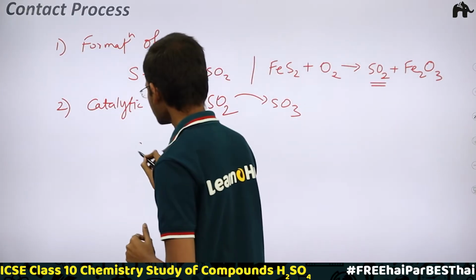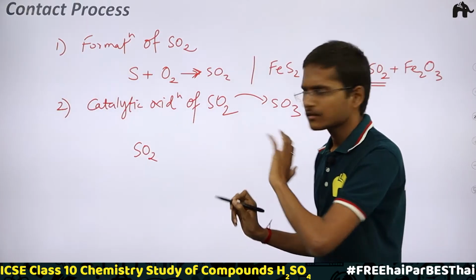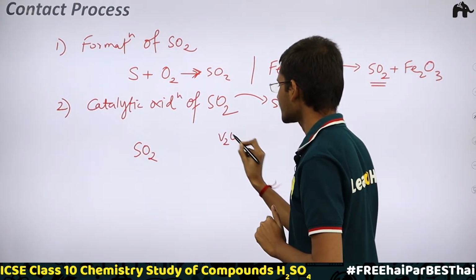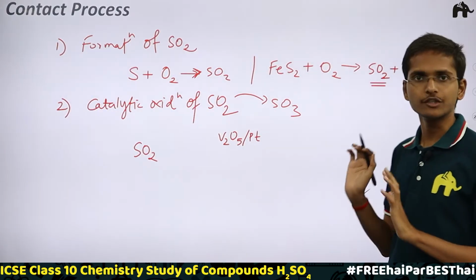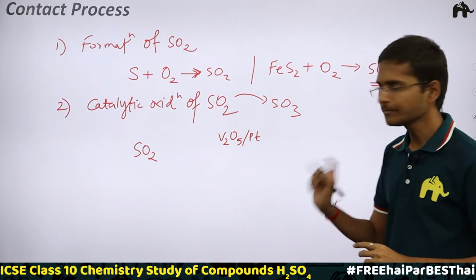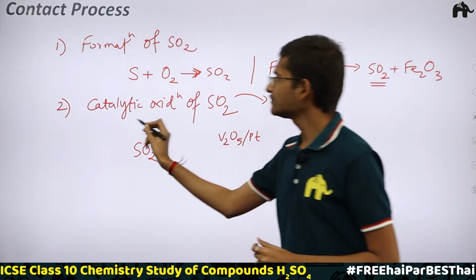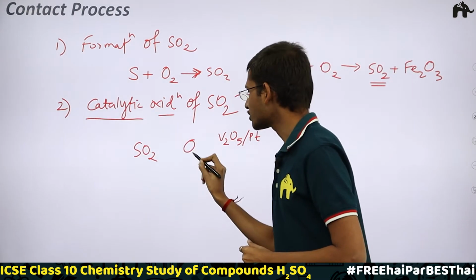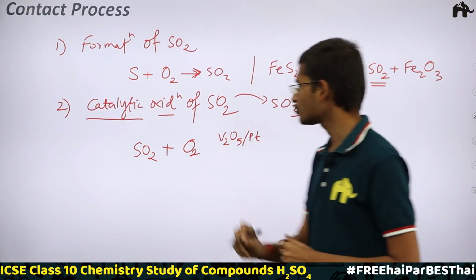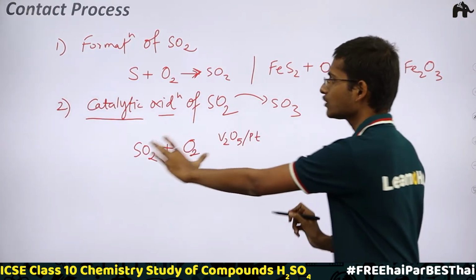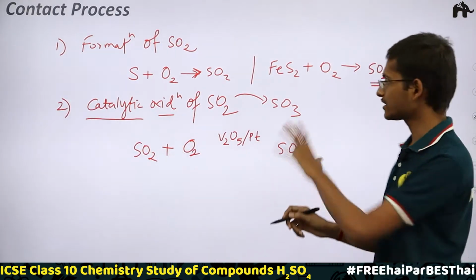So here, catalytic oxidation. We are going to use a catalyst, and the catalyst is vanadium pentoxide, or we also use platinum. Any one of them we can use. Now here catalytic is done, then oxidation, which means we are going to add oxygen, and of SO2, which means our other reactant is SO2. And what we are going to get is SO3, sulfur trioxide, it is called.